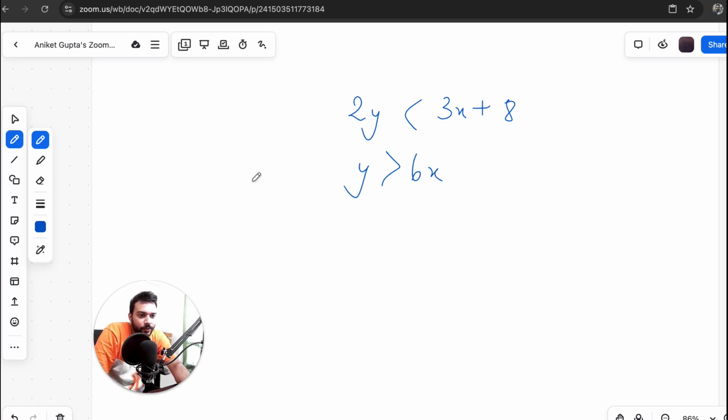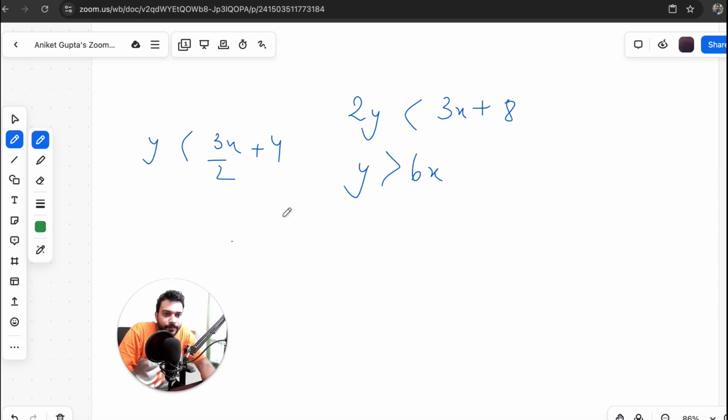Okay, so these are the inequalities. Let's do it one by one. y greater than 6x, and 2y less than 3x plus 8, so y less than 3 over 2 x plus 4. Okay, so y is less than 3 over 2 x plus 4, and y is greater than 6x. So let's see the solution sets.